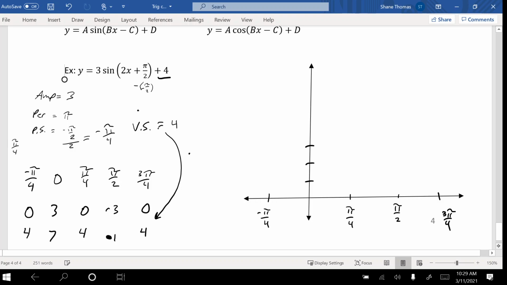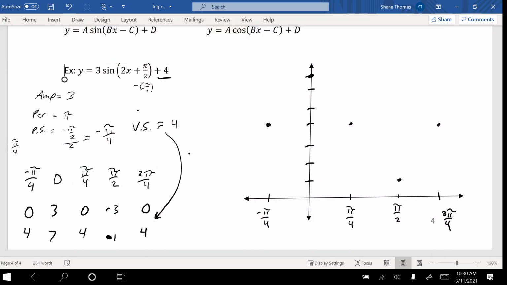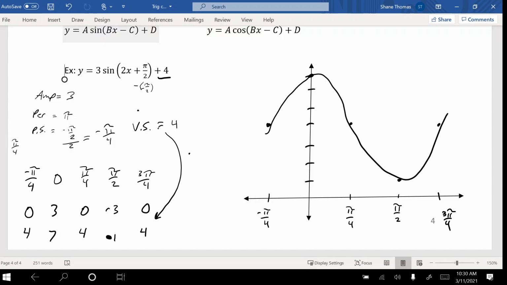1, 2, 3, 4, 5, 6, 7. Okay, so I'm going to have, at the first one, I'm going to be at 4. Second one, I'm at 7. Third point, I'm back at 4. Fourth point, I'm at positive 1. Fifth point, I'm back at 4. Nice, pretty smooth graph. Yeah, I didn't like that so well. Try that again. All right, but it would look like this overall. That's not bad.